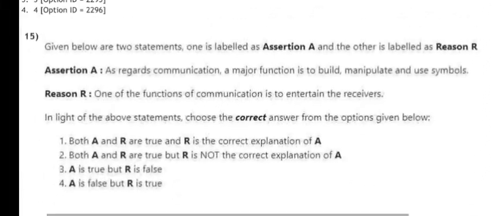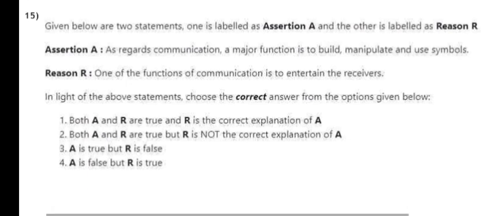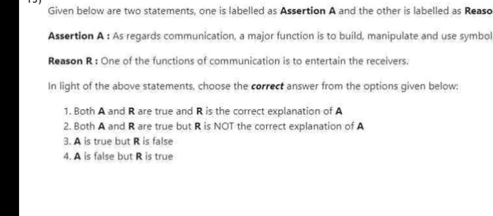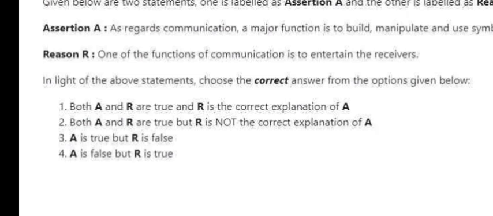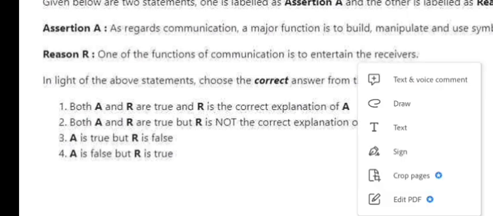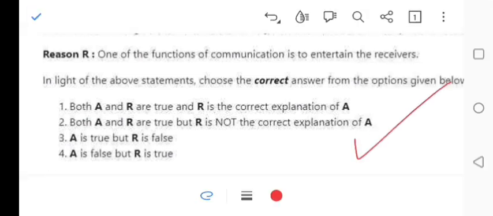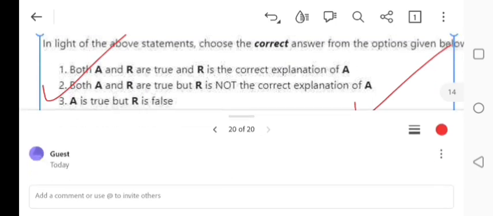Next is saying, given below are two statements. One is labeled as assertion and the other is reason. Assertion is saying, as regards communication, a major function is to build, manipulate, and use symbols. Reason is saying, one of the functions of communication is to entertain the receivers. In light of the above statement, choose the correct answer from the options given below. A and R are true, R is the correct explanation of A. Both A and R are true, but R is not the correct explanation of A. A is true, R is false. A is false, but R is true. So that means both A and R are true, but R is not the correct explanation of A. Number 2 will be correct for us.